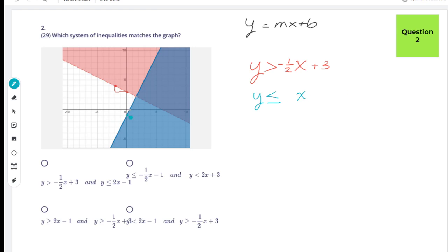Now this one graphs with a y-intercept right here, which is at negative 1. So I'm going to put a minus 1 after the x. And for my slope, there's my other point. So it's a positive slope because this line is going uphill. And I see that I rise by 2 and I run by 1. So that is a slope of 2 over 1, which is the same thing as 2.